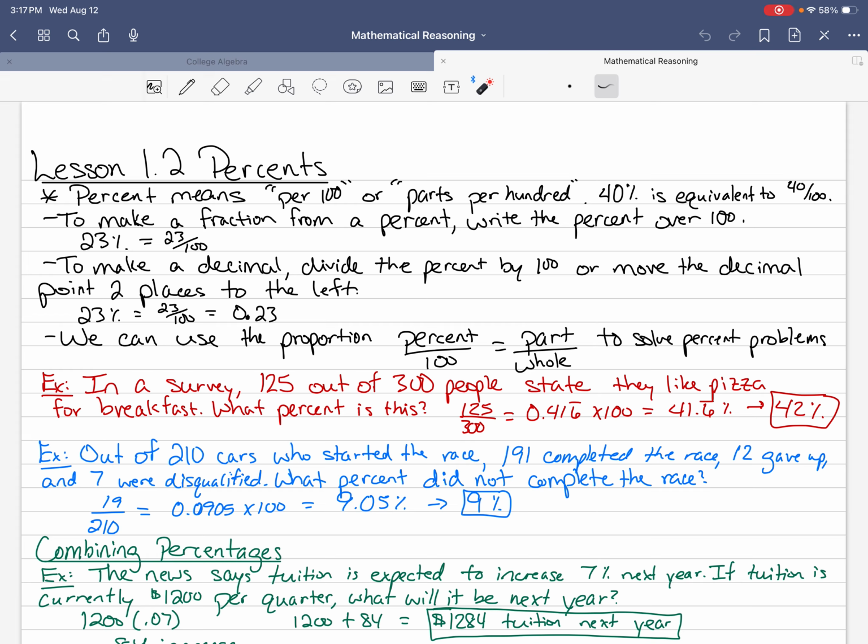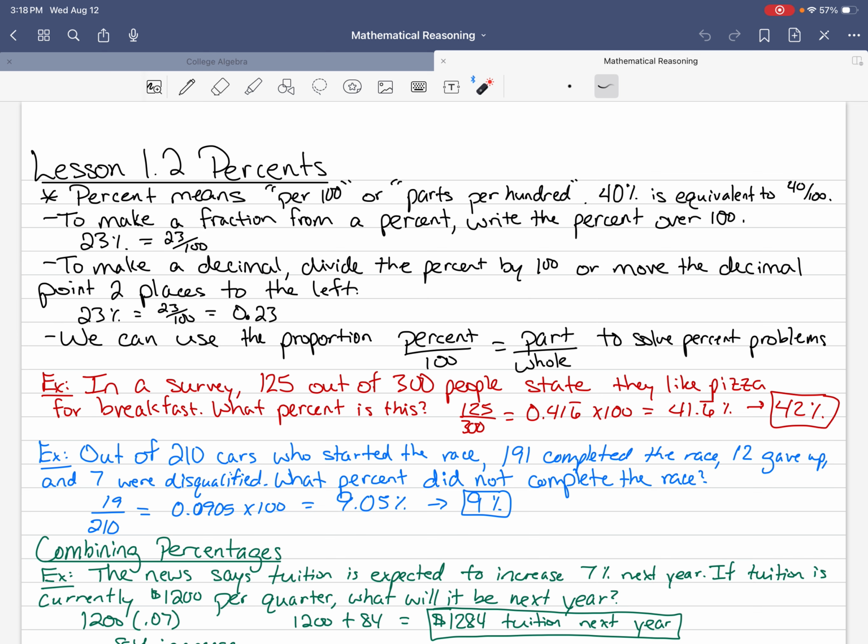We can also solve percent problems by using the proportion. Percent over 100 equals part over whole. Another way that this is sometimes taught is that the part would be like the "is" and the whole would be "of." So we'll do a couple examples to show you that.